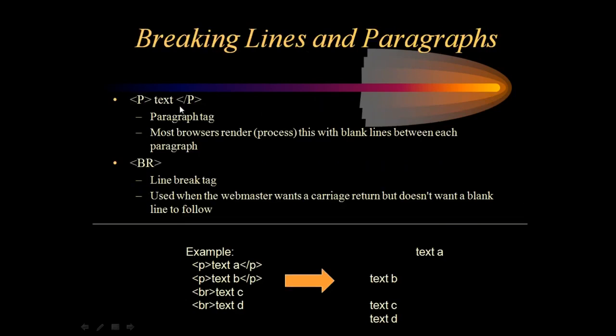That's the example of paragraph and BR tag. See, I am using the P tag for paragraph. Most browsers process this with blank lines between each paragraph. Okay, when you write text, it will arrange your text in the form of a paragraph. And BR is used when the webmaster wants a carriage return but does not want a blank line to follow. That means you want to shift the text onto another line, like this. When you write text C, BR, text D, then after text C, the cursor will automatically move to the next line.